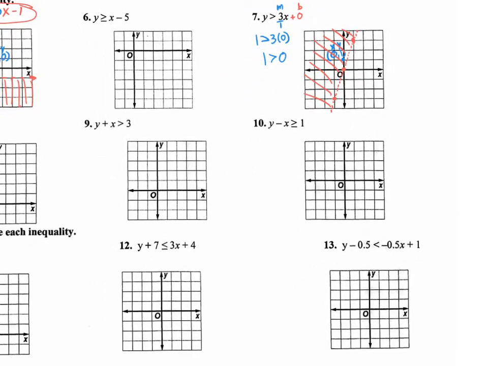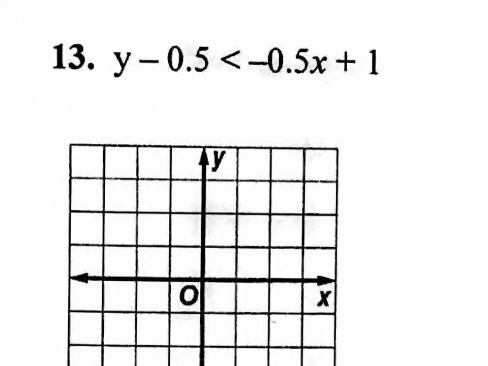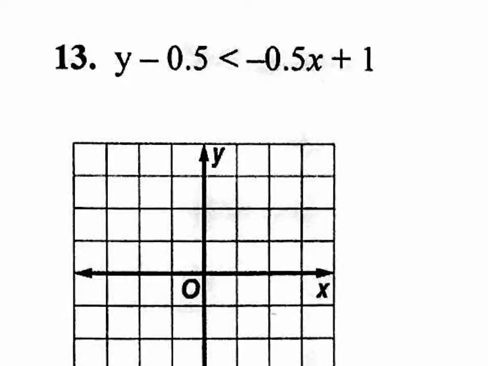Of course, you need to rewrite it in slope-intercept form first. Oh, how do you do 13? I'm so scared. Decimals. What? How do we do 13? And just the same? Okay.